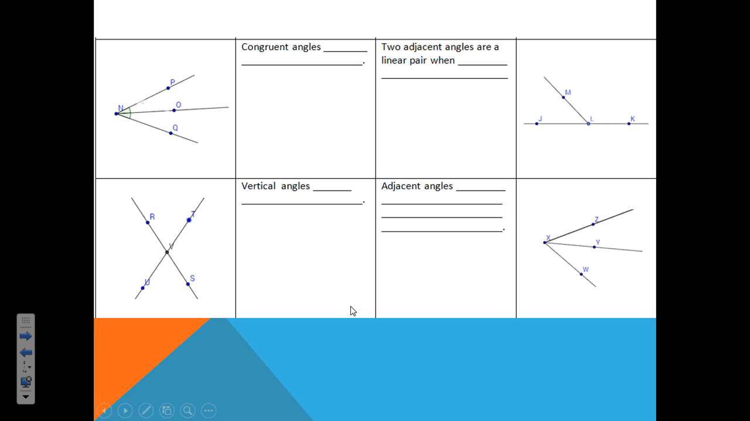Now, I misorganized this. I need to talk about adjacent angles first before we can define this one. So down here in the bottom right, adjacent angles are two angles that share a common side, but they have no common interior points. Adjacent angles are two angles that share a common side, but have no common interior points.